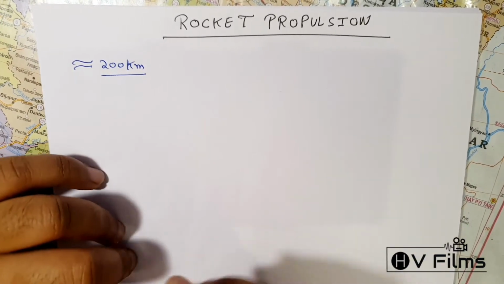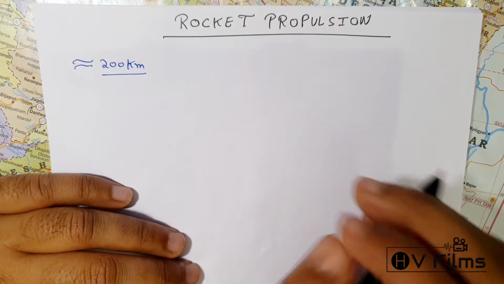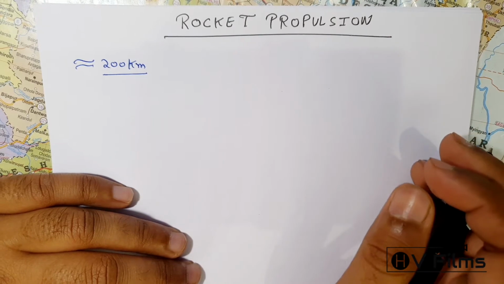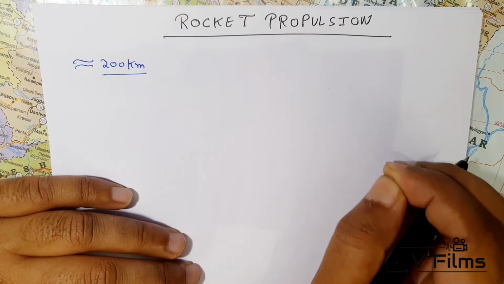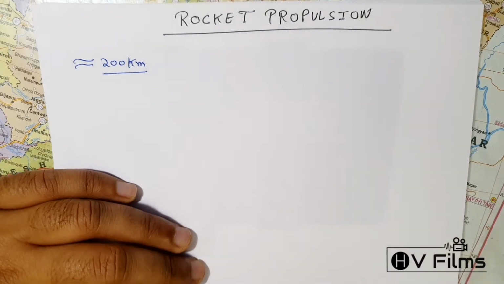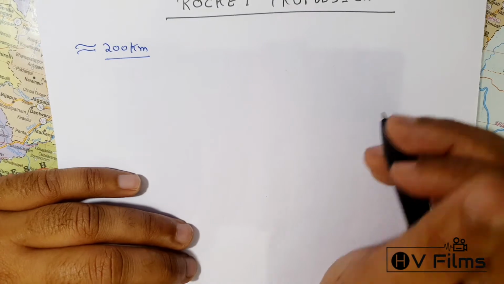So what we consider here, the main principle behind rocket propulsion lies in Newton's third law of motion. That is the only means available for any object to be put into orbit: rocket propulsion. Newton's third law is basically: for every action there is an equal and opposite reaction.